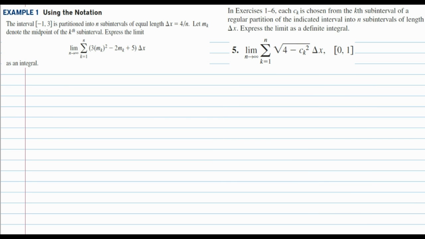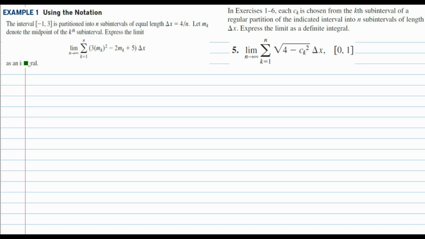Now example 1 is very basic. We're just going to use the integral notation. We're going to translate from a Riemann sum to an integral notation. The interval -1 to 3, so there's your a and there's your b, is partitioned into n subintervals of equal length. Delta x equals 4 over n. So if you're using 5 subintervals, it'd be 4/5. If you're using 8 subintervals, it'd be 1/2. Basically, from -1 to 3 is 4 units long, so divide that into n subintervals. Let m sub k denote the midpoint of the kth subinterval. The midpoint, so we're using MRAM essentially.